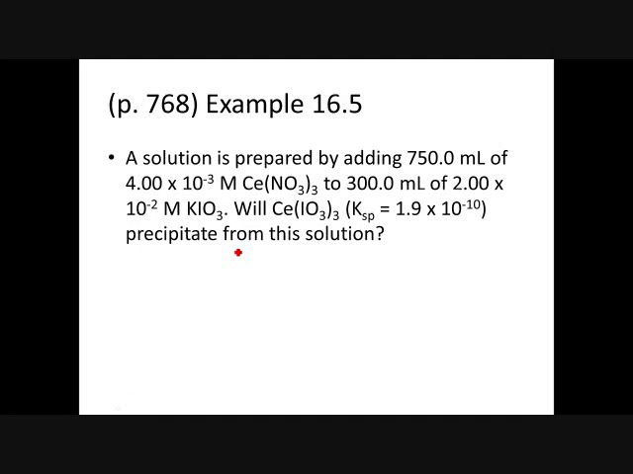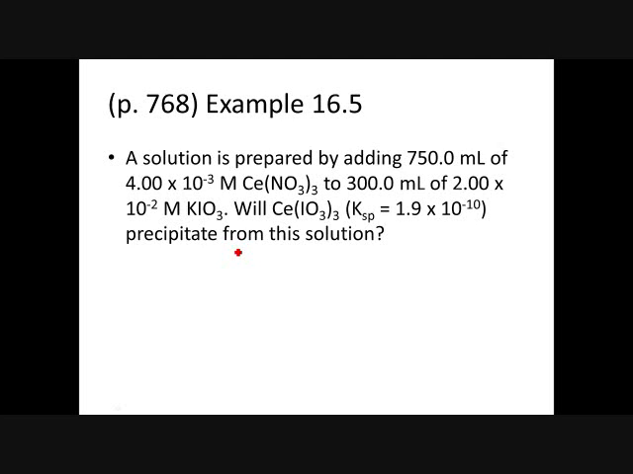A solution is prepared by adding 750 milliliters of 4 times 10 to the negative 3 molar cerium nitrate to 300 milliliters of 2 times 10 to the negative 2 molar potassium iodate. IO3 is what that is, and that's a polyatomic ion that I didn't have you memorize this year, but I think on the AP exam they will give you that. So, will cerium iodate precipitate from this solution?